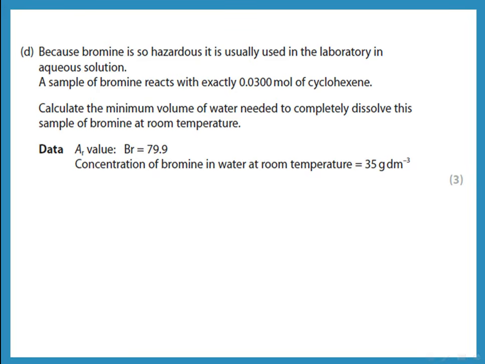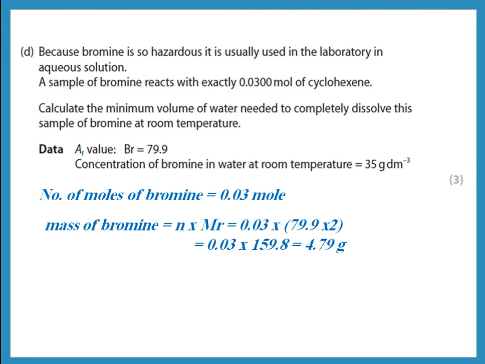Now, if we have a sample of bromine reacting with 0.03 mole of cyclohexene, remember that cyclohexene has one double bond. So if he says I need 0.03 mole of cyclohexene, then the number of moles of bromine is exactly the same, because I need 1 mole of bromine for 1 mole of cyclohexene. So the number of moles of bromine that I have is 0.03. Now, what is he asking about? He wants the mass of the bromine.